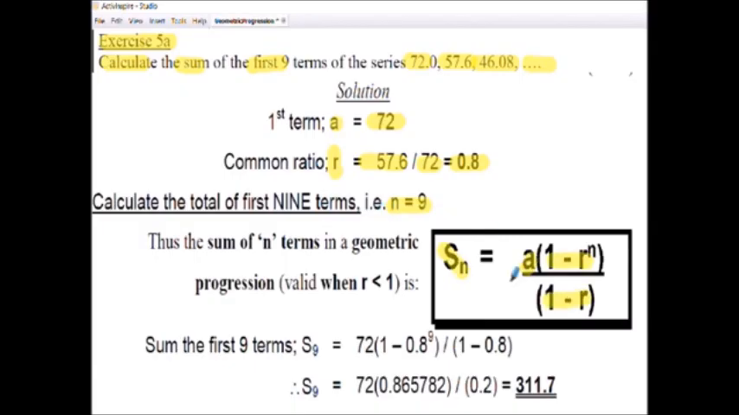We've got a discrete number of terms to summate. So simply using the equation, S9 is equal to the a, 72, times 1 minus the r to the n, so that's 1 minus 0.8 to the power 9 in this case, divided by 1 minus the r, 1 minus the 0.8. I'll let you look at the numbers and you'll get the value of S9 is equal to 311.7.